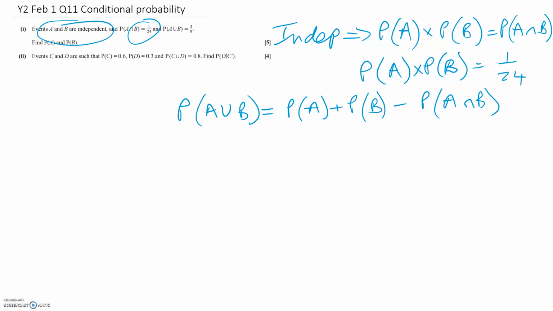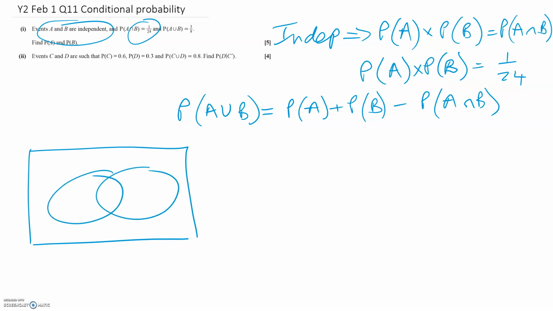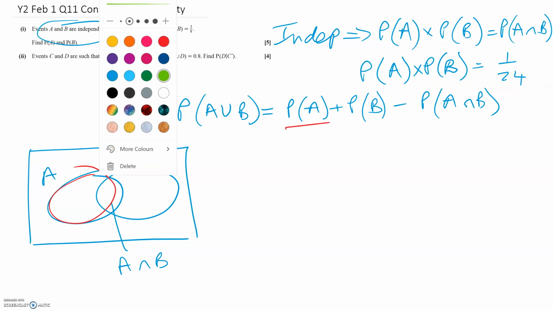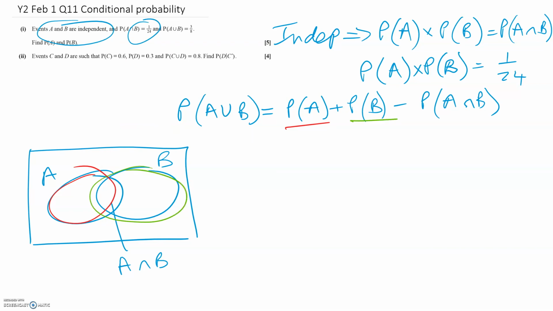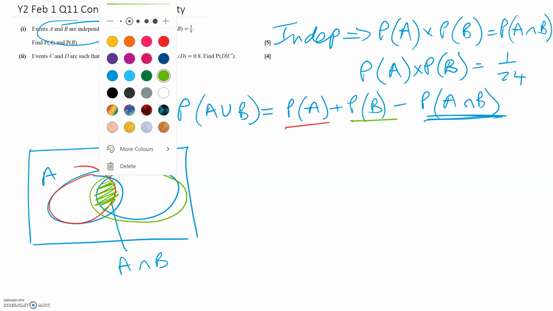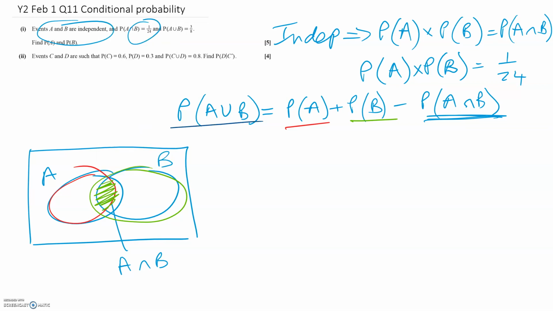If you ever forget that formula, just think about a Venn diagram. This is A, this is B, and this is the probability of A and B in the middle. If you add up the probability of A, which is everything in here, plus the probability of B, which is everything in here, that will count this middle bit twice. So if you want the probability of A or B, you want to subtract the middle bit. You don't want two of the middle region, so you take away the probability of A and B from the probability of A plus the probability of B, to leave you with the three regions you actually want. So just take away one of these.